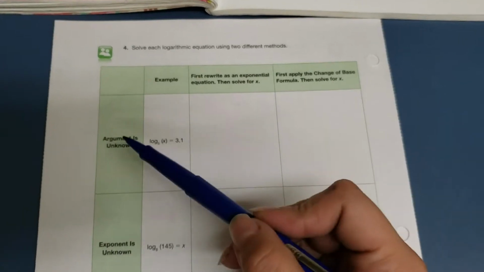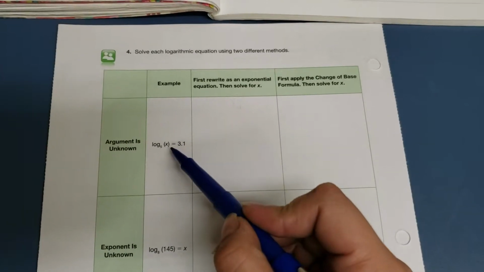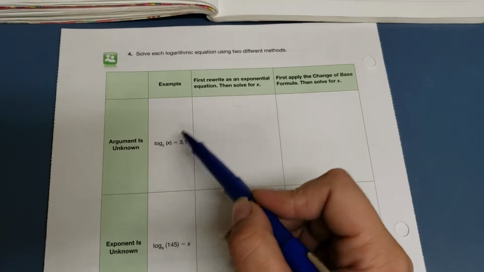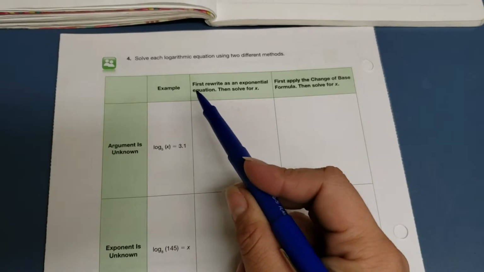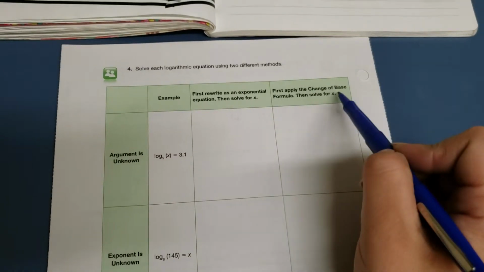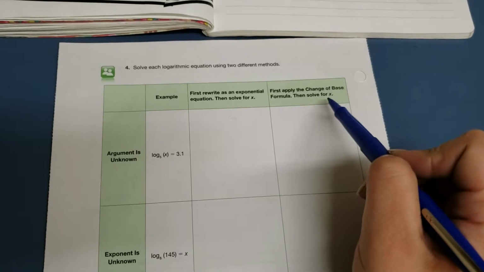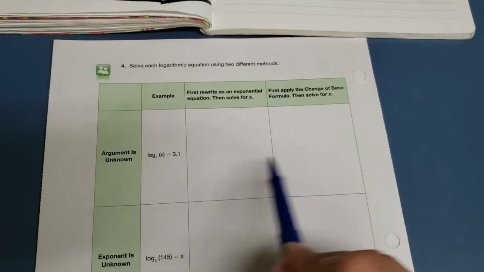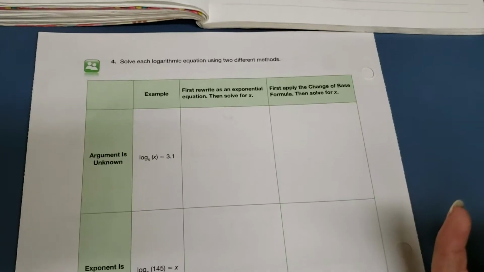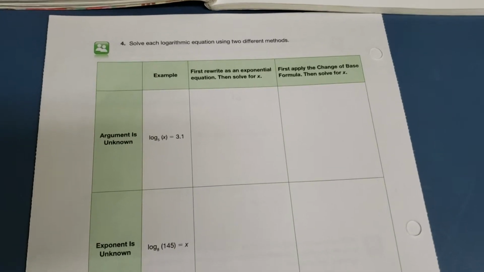So when the argument is unknown, that means that you're not sure what goes in this parentheses here. So you've got two options. You can either rewrite as exponential first and then solve for x, or do change of base and then solve for x. One of these is what I consider a preferred method, and one of them is going to just take a little bit longer. You'll still get there, it'll just take longer.